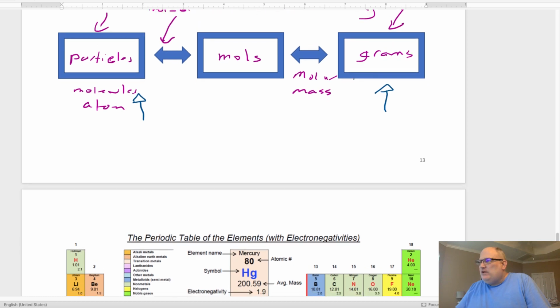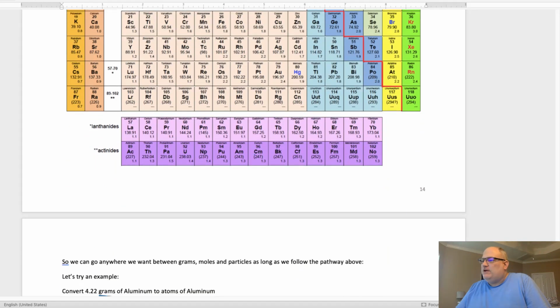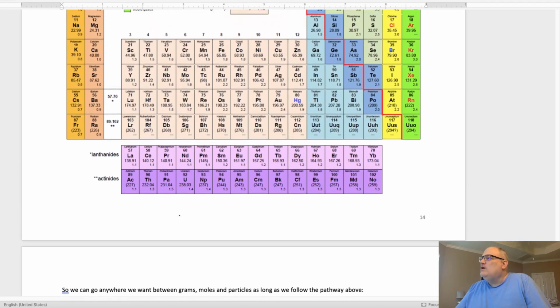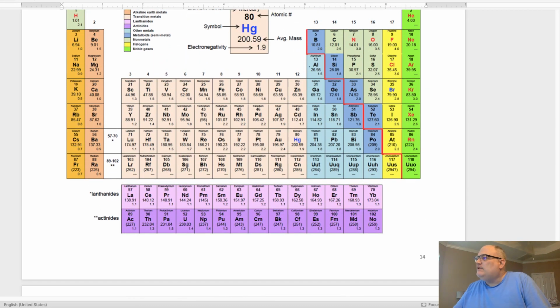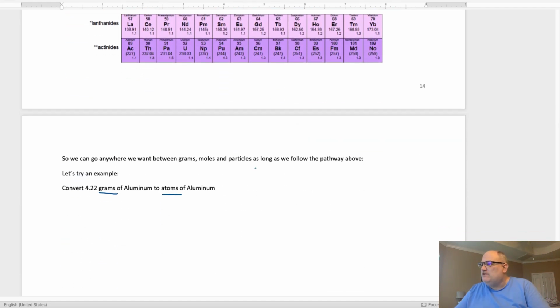Now, the only way to go between grams and moles is by using the molar mass that we find on the periodic table. Since we're dealing with aluminum, we're going to look up aluminum on the periodic table, and aluminum happens to be right here. If we look up its molar mass, it's 26.98. And what that number means is 26.98 grams per mole. So I'm going to write this over here, 26.98 grams per mole. That's one of the conversions we're going to use.